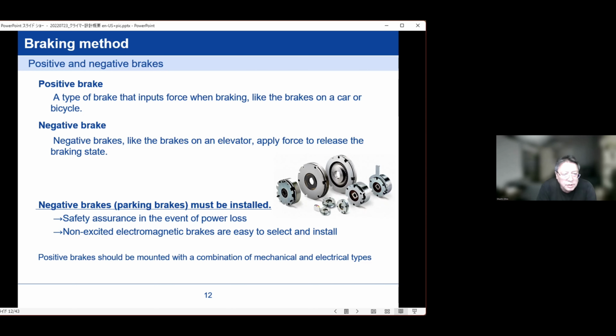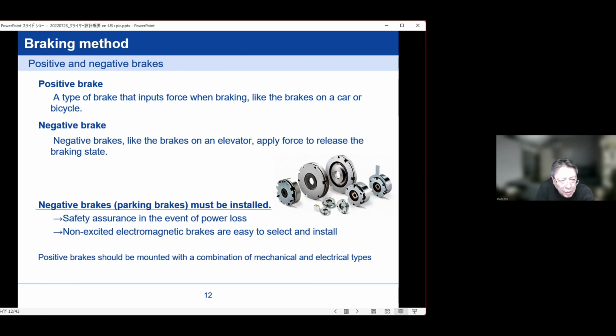This means that the brake is always applied, and when you want to release the brake, you input a force. So climbers are basically the same as elevators, so they need to be equipped with negative brakes. This is of course a given, but if the power goes out, the brakes will no longer work and it will be completely unsafe. So it is important that the brakes can still be applied even if the power goes out.